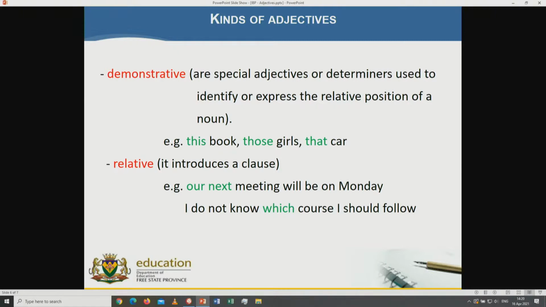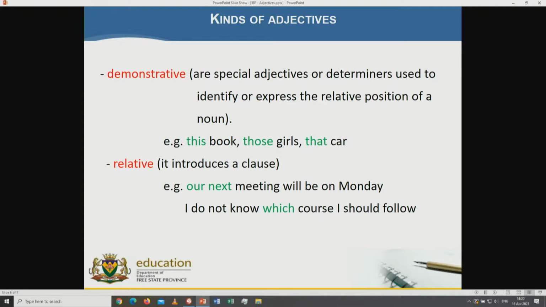Now we have that car, not this car. The car that I'm talking about is that one. It's a bit far from me. It's a bit further from me. Hence I say that car, not this car, because it indicates what? A position.